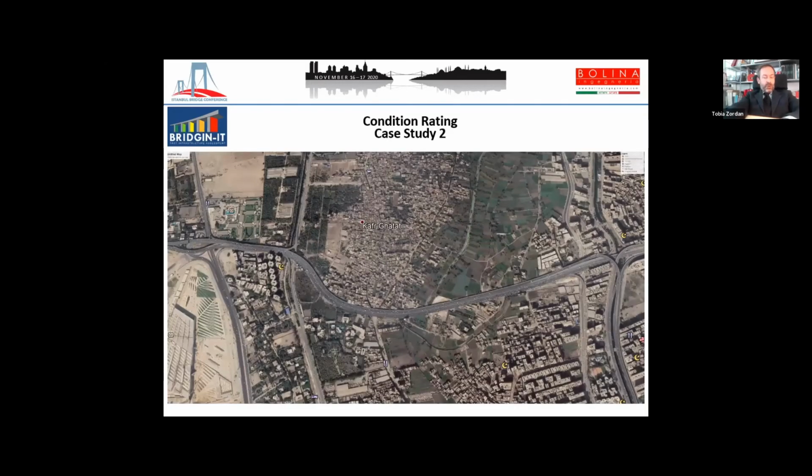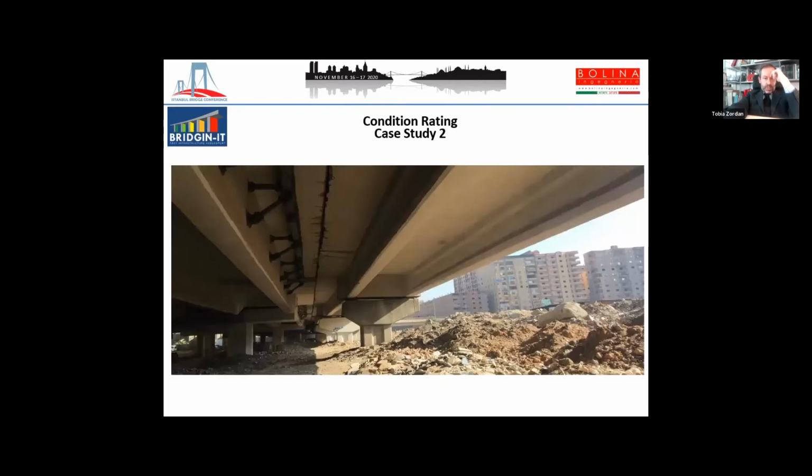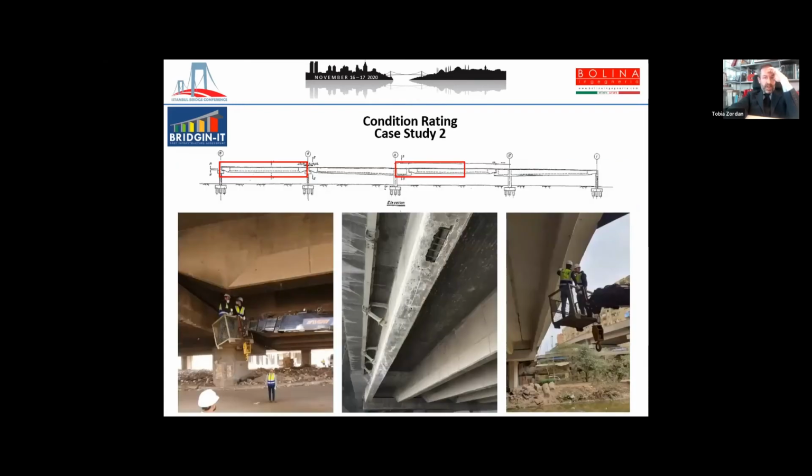Another example I also mentioned before, the bridge in Cairo. I will scroll very rapidly and get to the end. This bridge is a very long bridge. It is almost 4 kilometers in length, and is one bridge constituting the ring road of Cairo.